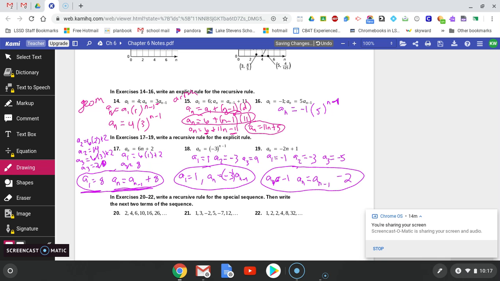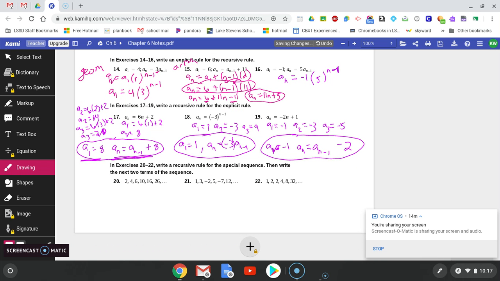Okay. Last section says to write the recursive rule for the special sequence. Ooh, special sequences. We're going to look at this in video 2. So come prepared to watch this and the last 3 problems in tomorrow's video.